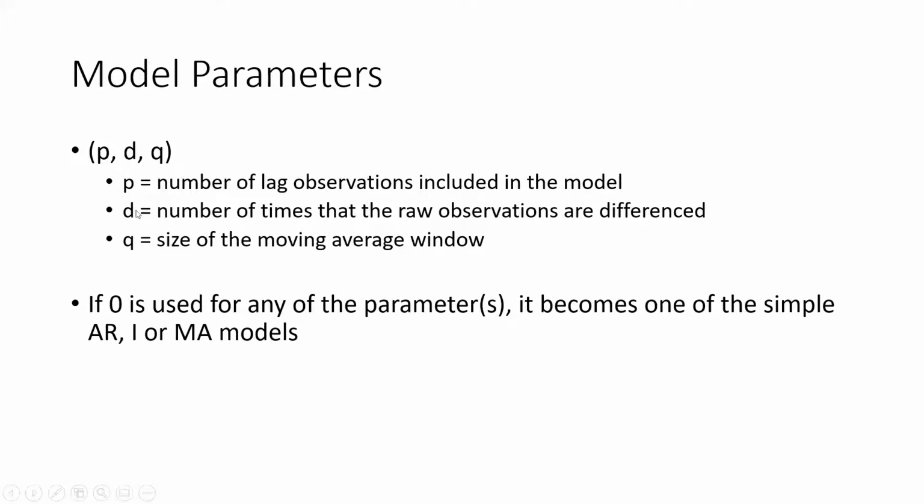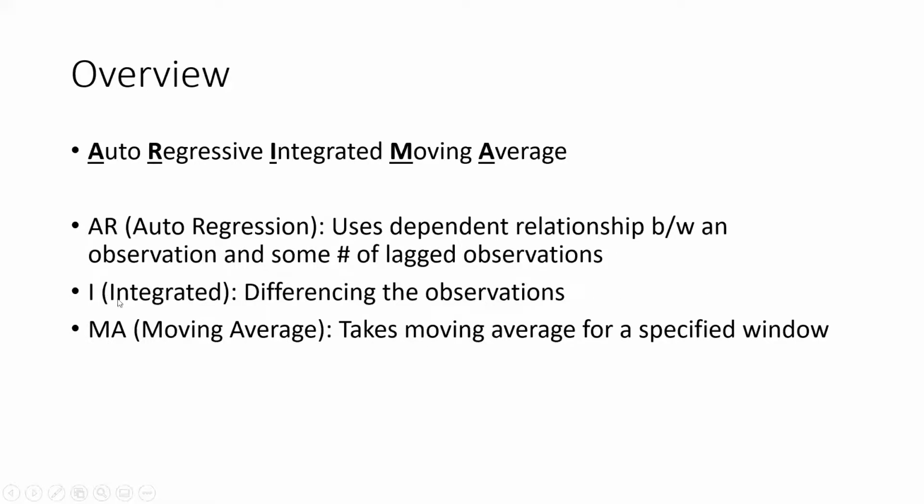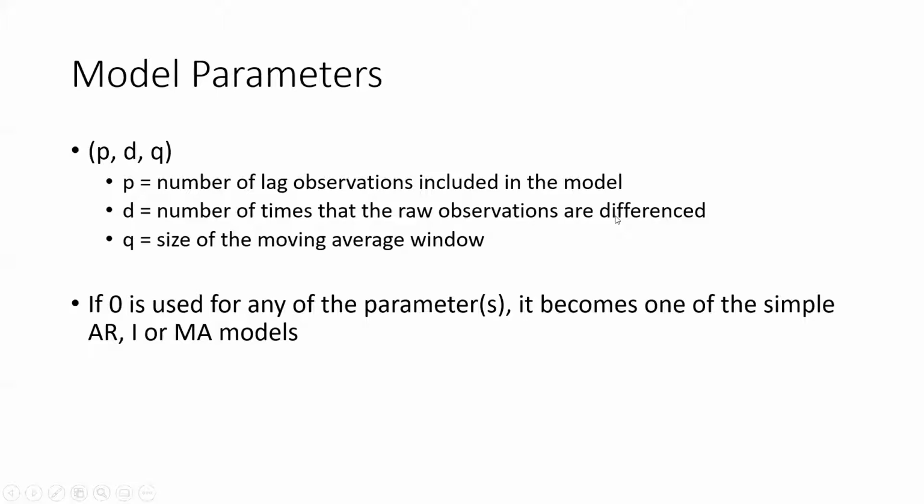The next component is D, that is the number of times that the raw observations are differenced. That corresponds to the integrated component, differencing the observations. This is also called the degree of differencing. So do you take the first difference, do you take the second difference, and so on. Differencing is nothing but the current observation minus the previous observation. So that is the D component. And Q is the size of the moving average window. So for how many subsequent periods of time should you take the moving average? That is the Q component.